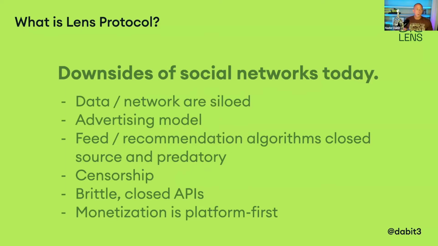So what Lens tries to solve are some of the downsides that we see today in social networks. Some of those downsides are, first of all, data and network are siloed and they have brittle and closed APIs. And from the perspective of a protocol, we're trying to solve that by offering an API that we know will always be there because it's built using Web3 primitives.